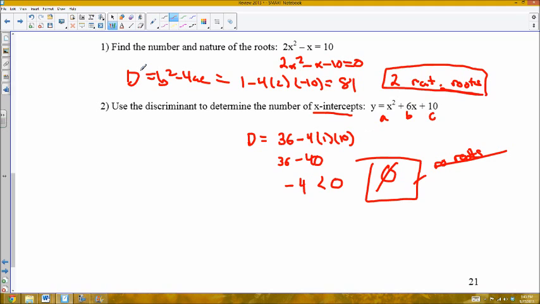No roots. Or no x-intercept is what I should say.